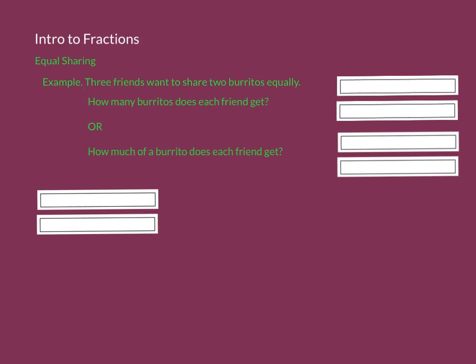And then the most common strategy that I get for my students to use is actually they split each of the burritos into 3 equal sections. And then they say, oh, I'm going to give this first section in each of the 2 burritos to the first friend. And then I can give the second burrito section in each of them to the second friend. And then I can give the third burrito section to my third friend. Therefore, each student would get 1/3 plus 1/3 of a burrito.